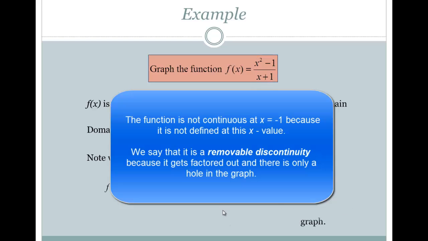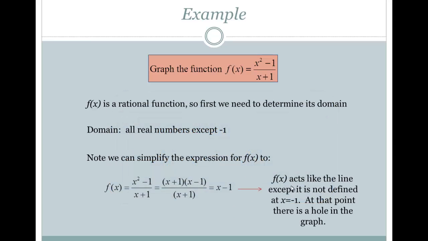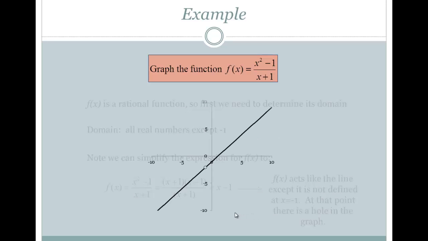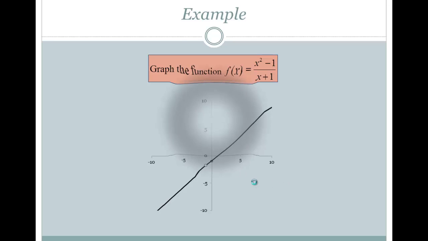So what does that mean? Basically it means that f(x) is going to act like a line, this line x − 1, except it's not defined at that point. And there's just going to be a hole in the graph at x equals negative 1. So I'm going to have a hole here at negative 1. Otherwise, it's going to behave just like a straight line. Okay? So there's one type of situation where I don't have a value in my domain. This is a hole. This is actually called a removable discontinuity, which we'll learn more about later.